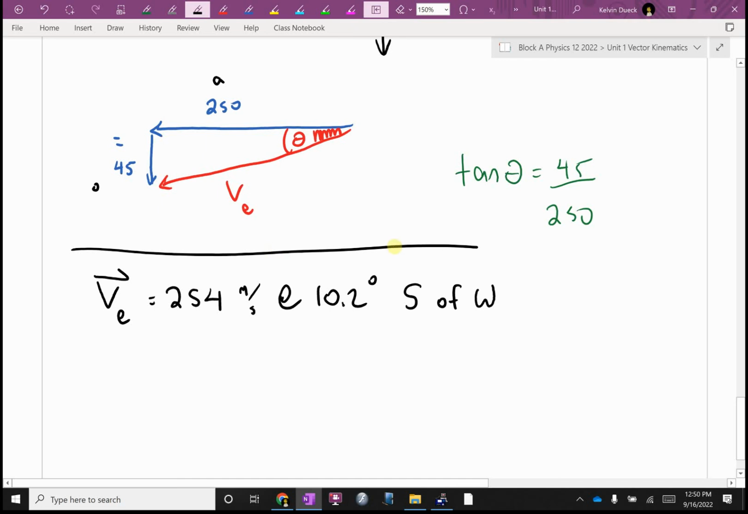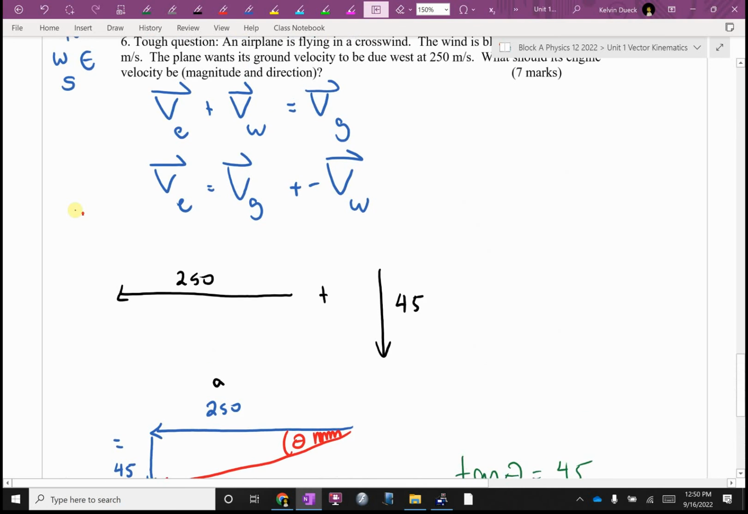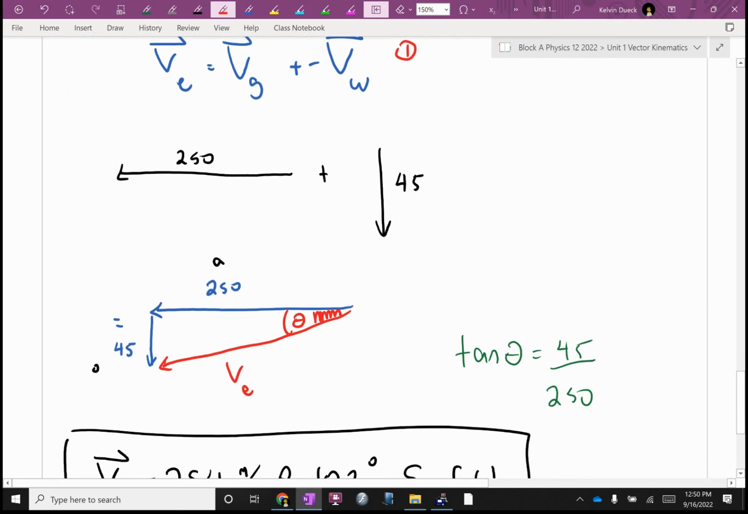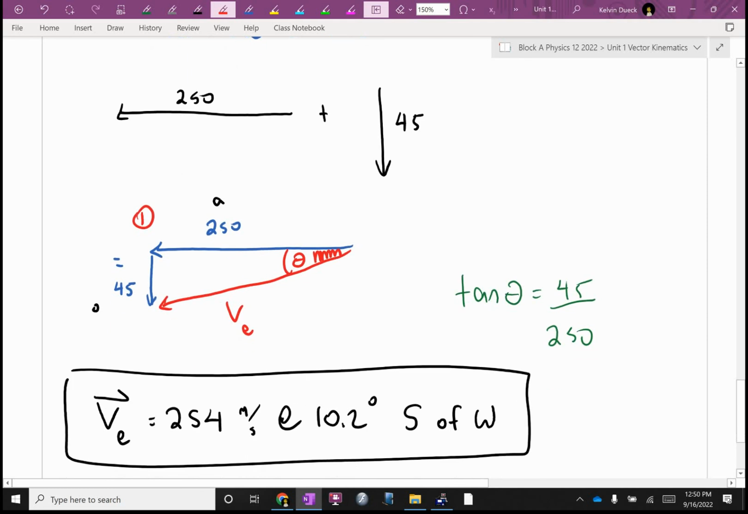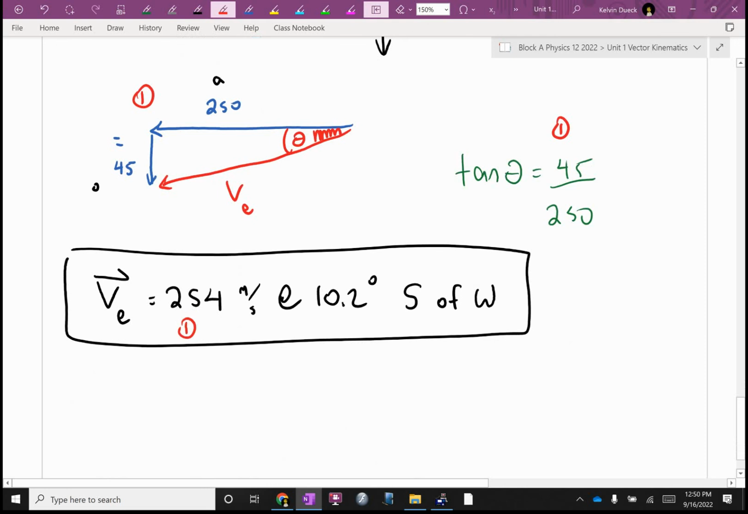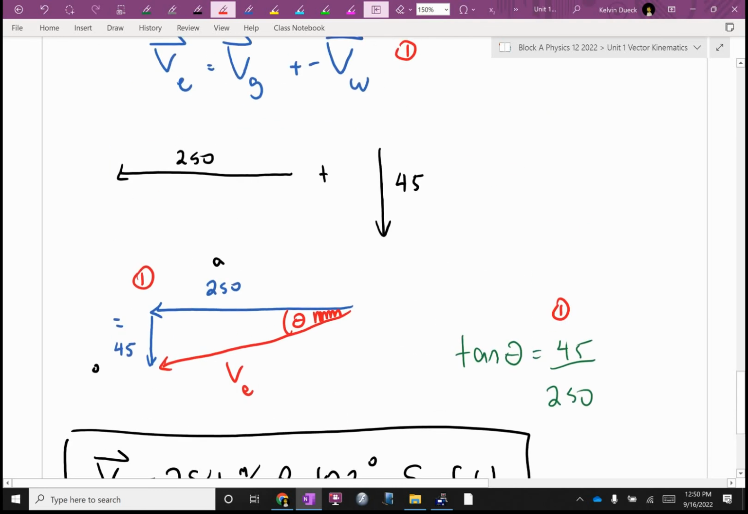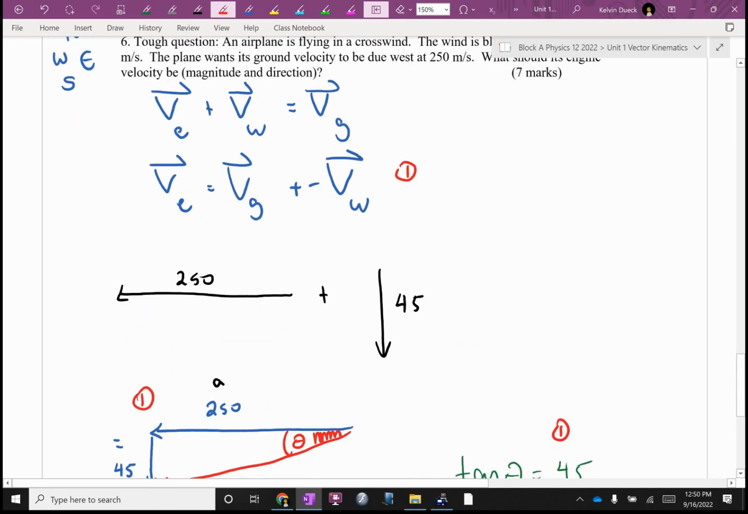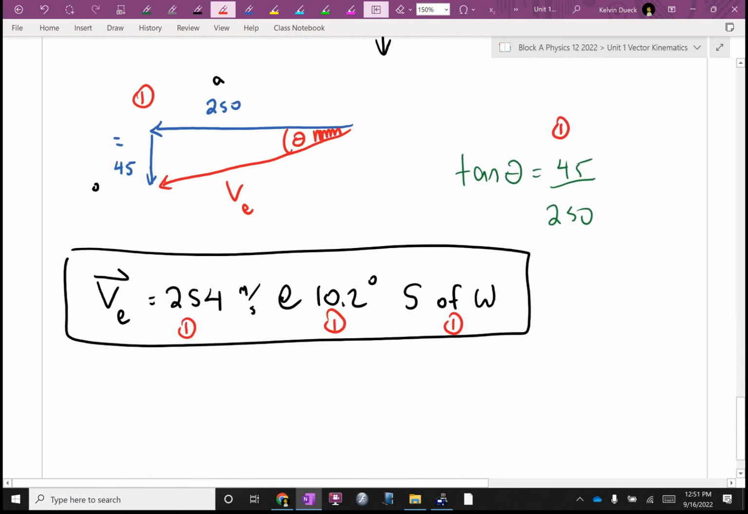If you got this, you would give yourself 7 out of 7 for this question. Otherwise, in terms of part marks, I would probably give you 1 mark if I saw that. I would probably give you 1 mark if I saw the vector triangle. I would give you 1 mark if I saw that you'd figured out to use tangent. I would give you 1 mark for the magnitude, 1 mark for the theta, 1 mark for the what of what, and maybe even 1 mark for cluing in that it's an airplane question and then you had to subtract it. I'd probably do something like that. But if you got the right answer, you would get 7 out of 7.